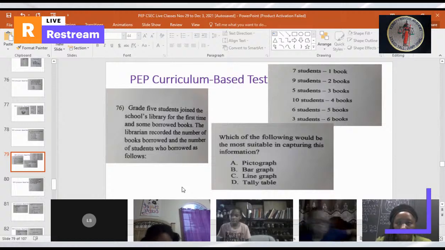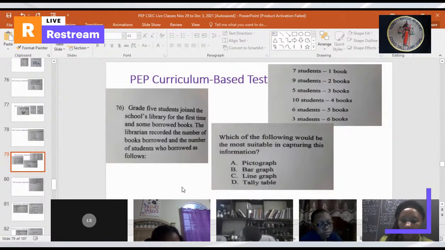Grade 5 students joined the school's library for the first time and borrowed some books. The librarian recorded the number of books borrowed and the number of students who borrowed as follows: 7 students, 1 book; 9 students, 2 books; 5 students, 3 books; 10 students, 4 books; 6 students, 5 books; and 3 students, 6 books. Which of the following would be the most suitable in capturing this information?